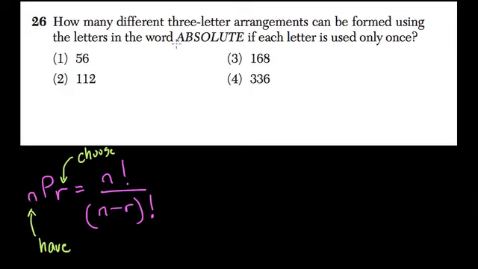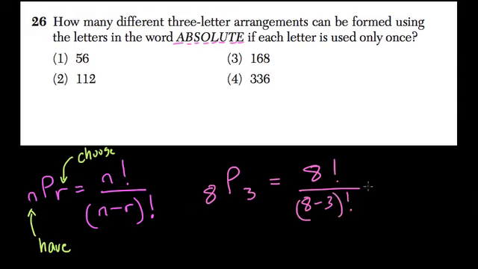So, how many letters are there? Well, there's A, 1, 2, 3, 4, 5, 6, 7, 8. So we can plug that right into our formula here. We have 8 things, 8P, and we're choosing 3 of them. So we solve this. What's 8 factorial over what? Well, n minus r, so 8 minus 3 factorial. If we simplify this, we get 8 factorial over 5 factorial.